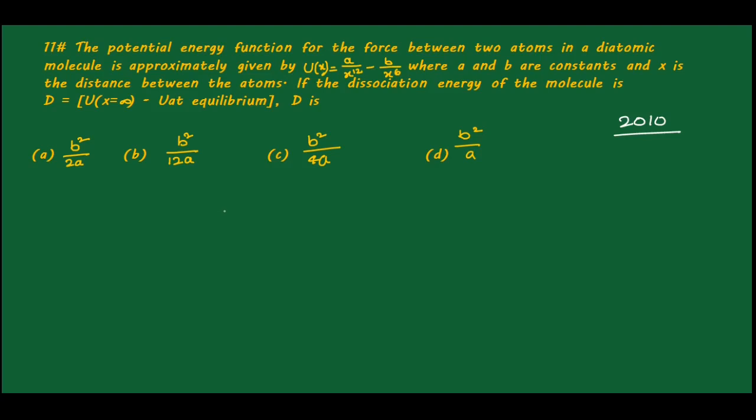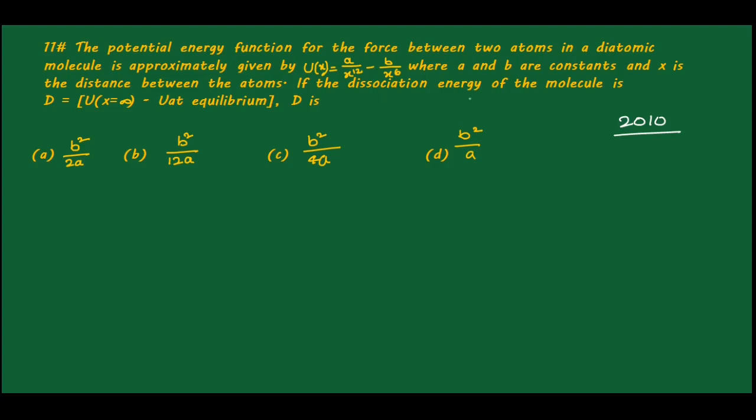So we are discussing these previous years' asked questions. This is part 2 and the question is from 2010. The potential energy function for the force between two diatomic molecules is approximately given by U(x) = a/x^12 - b/x^6, where a and b are constants and x is the distance between the atoms. If the dissociation energy of the molecule is D, equal to U(x) at infinity minus U at equilibrium, what is D?